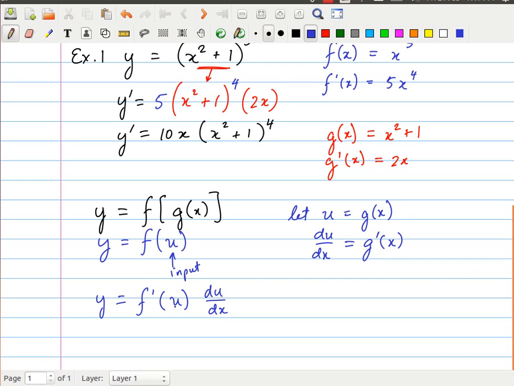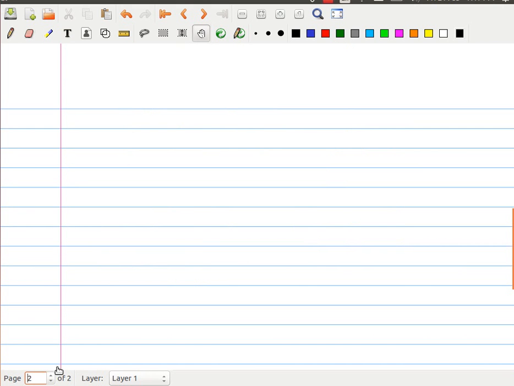If you take a look, our substitution here, u is the same as g of x, so that goes in here. Du by dx is the same as g prime of x, so that goes here. So both of these definitions are perfectly valid, and you should try out both of them to see which one you're most comfortable with. So let's do an example using that definition. Go to the next page.